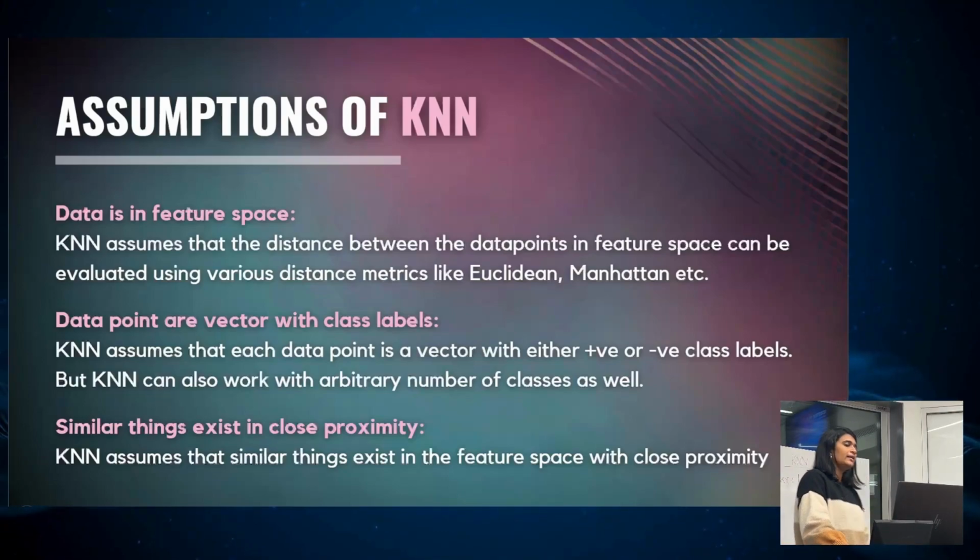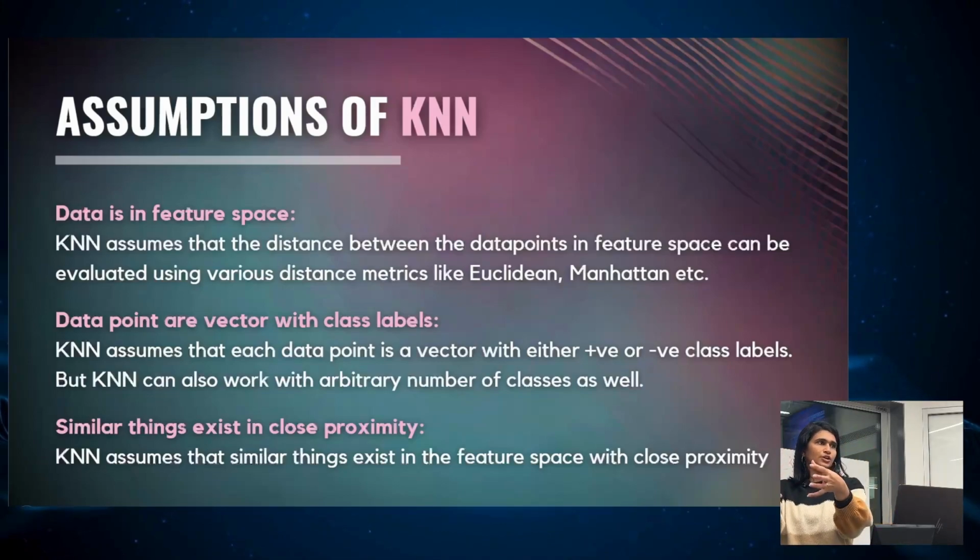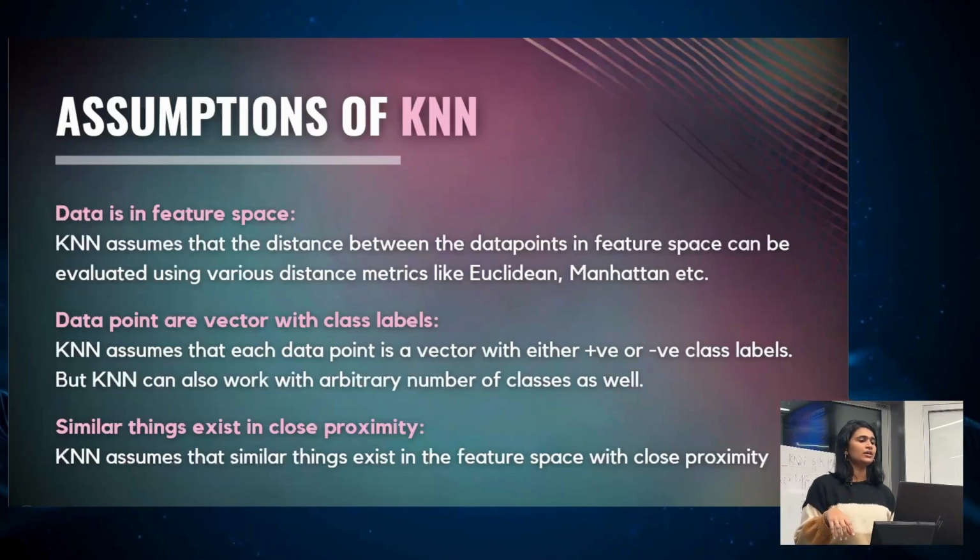And the next thing is that similar things exist in close proximity. We will assume that there are no exceptions in the data set. You get what I mean? So all the cats are together, all the dogs are together. So that sort of similarity within a class, intra-class similarity, is assumed.